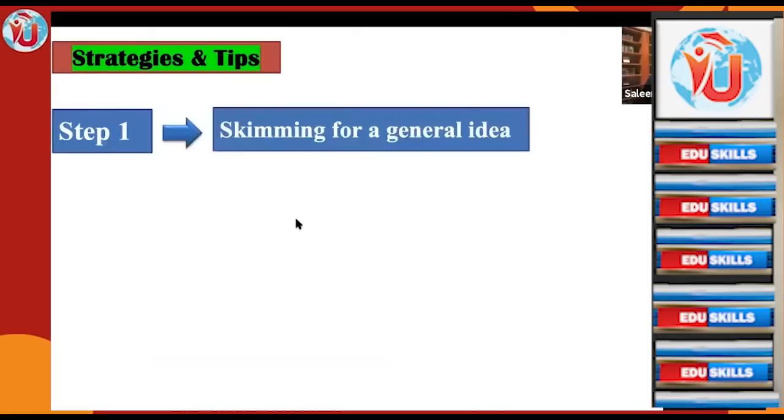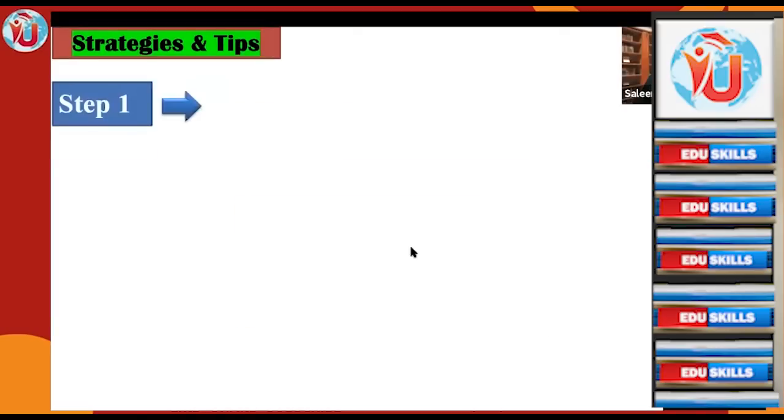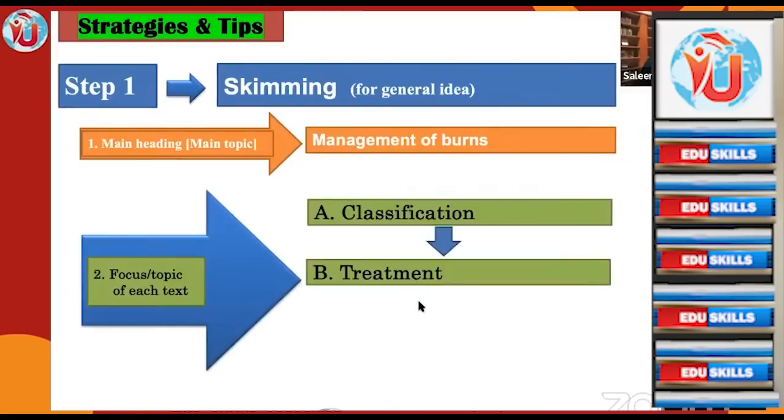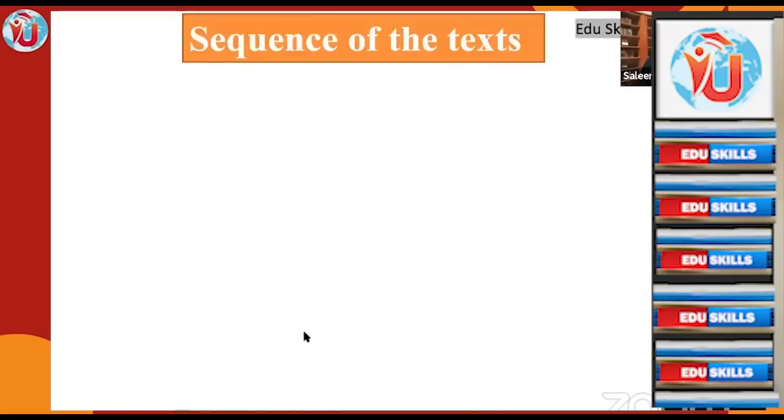Step 1, skimming for a general idea. That's what we did: the main heading, the headings of each text, and subheadings. These are the things we have to look into. Then step 2, focus on the topic of each text: classification, treatment, management, guidelines. That's what we have done already.